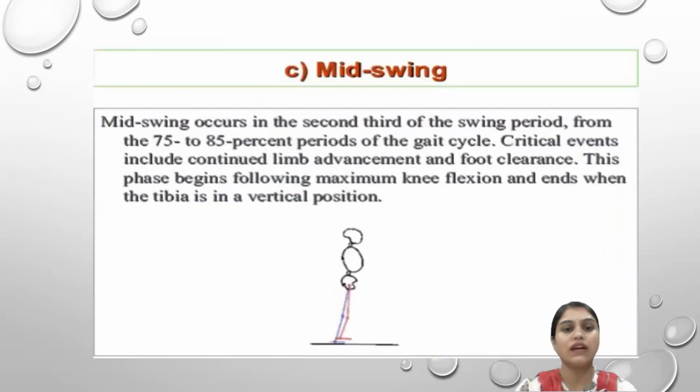Mid-swing. Mid-swing occurs in the second third of the swing period, from 75 to 85% period of the gait cycle. Critical events include continued limb advancement and foot clearance. This phase begins following maximum knee flexion and ends when the tibia is in a vertical position.